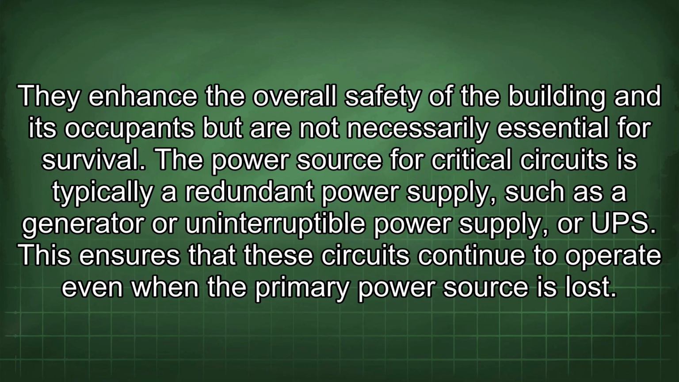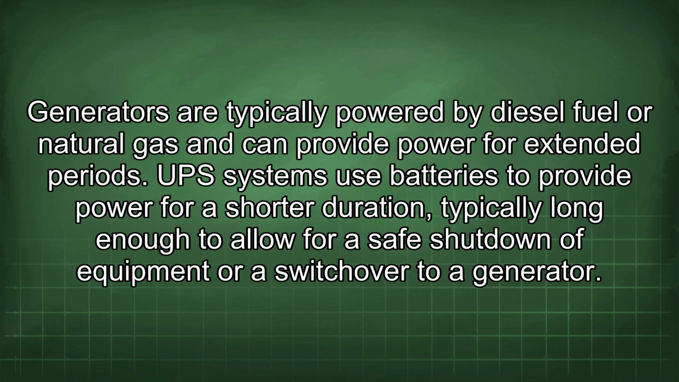The power source for critical circuits is typically a redundant power supply, such as a generator or uninterruptible power supply, or UPS. This ensures that these circuits continue to operate even when the primary power source is lost. Generators are typically powered by diesel fuel or natural gas and can provide power for extended periods. UPS systems use batteries to provide power for a shorter duration, typically long enough to allow for a safe shutdown of equipment or a switchover to a generator.